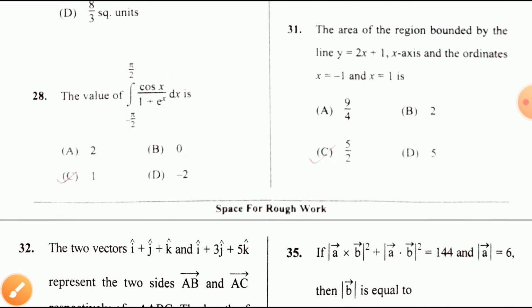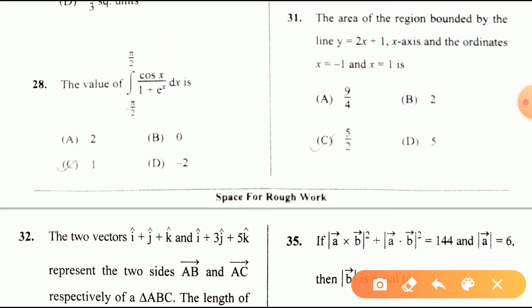Next, question number 31. The area of the region bounded by the line y is equal to x plus 1, x axis and the ordinates x is equal to minus 1 and x is equal to 1 is 5 by 2. The right choice of this question is C.